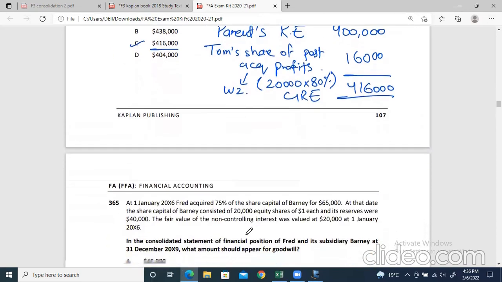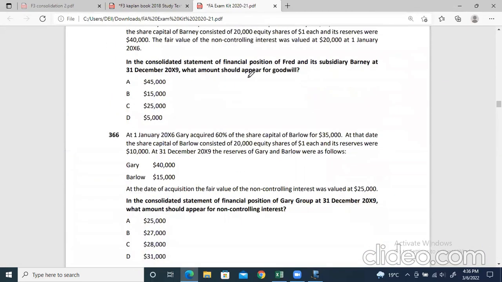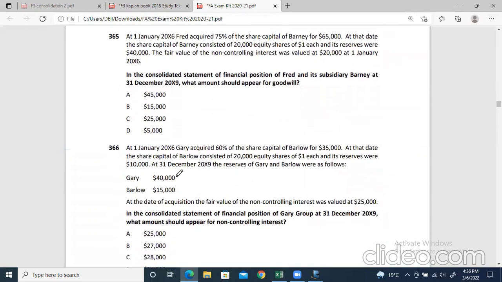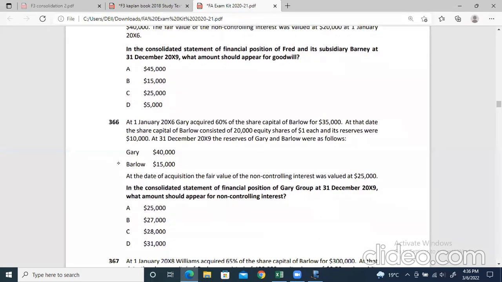Yeah. Okay, that's great. Now let's do this last one. Again, we have to calculate the goodwill over here. Let's skip this one. Let's do 366 because goodwill one, we have already done it above, right? Yeah. Let's do the working for one. This is the non-controlling interest one. Now 366, in consolidated financial position of Gary Group, what amount should appear on non-controlling interest? So this is basically working for.